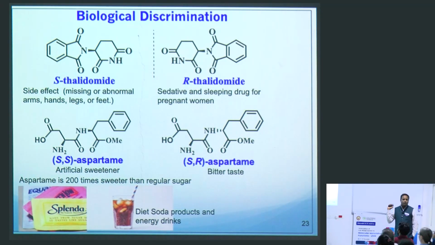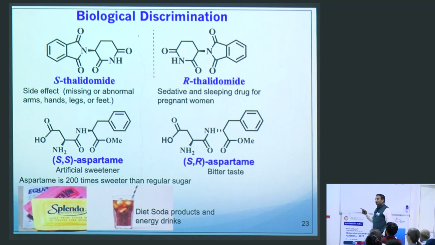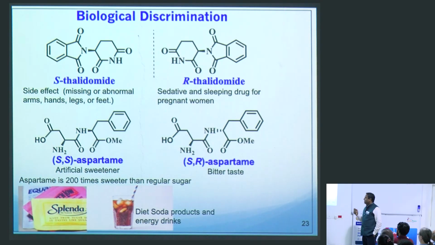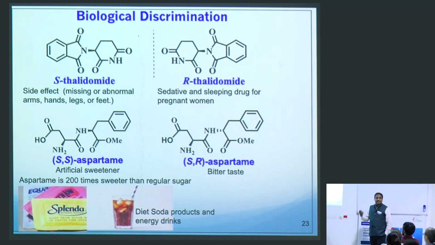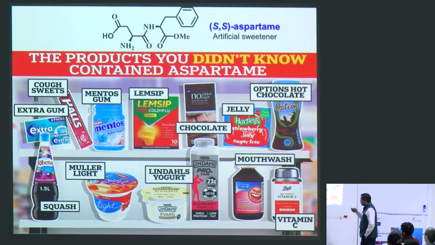Obviously, this molecule has 4 isomers. Out of 4, the diastereomer is bitter in taste. Just adding this another chiral center creates a bitter taste, then no use. So obviously chiral molecules play a major role in the biological and food industries.